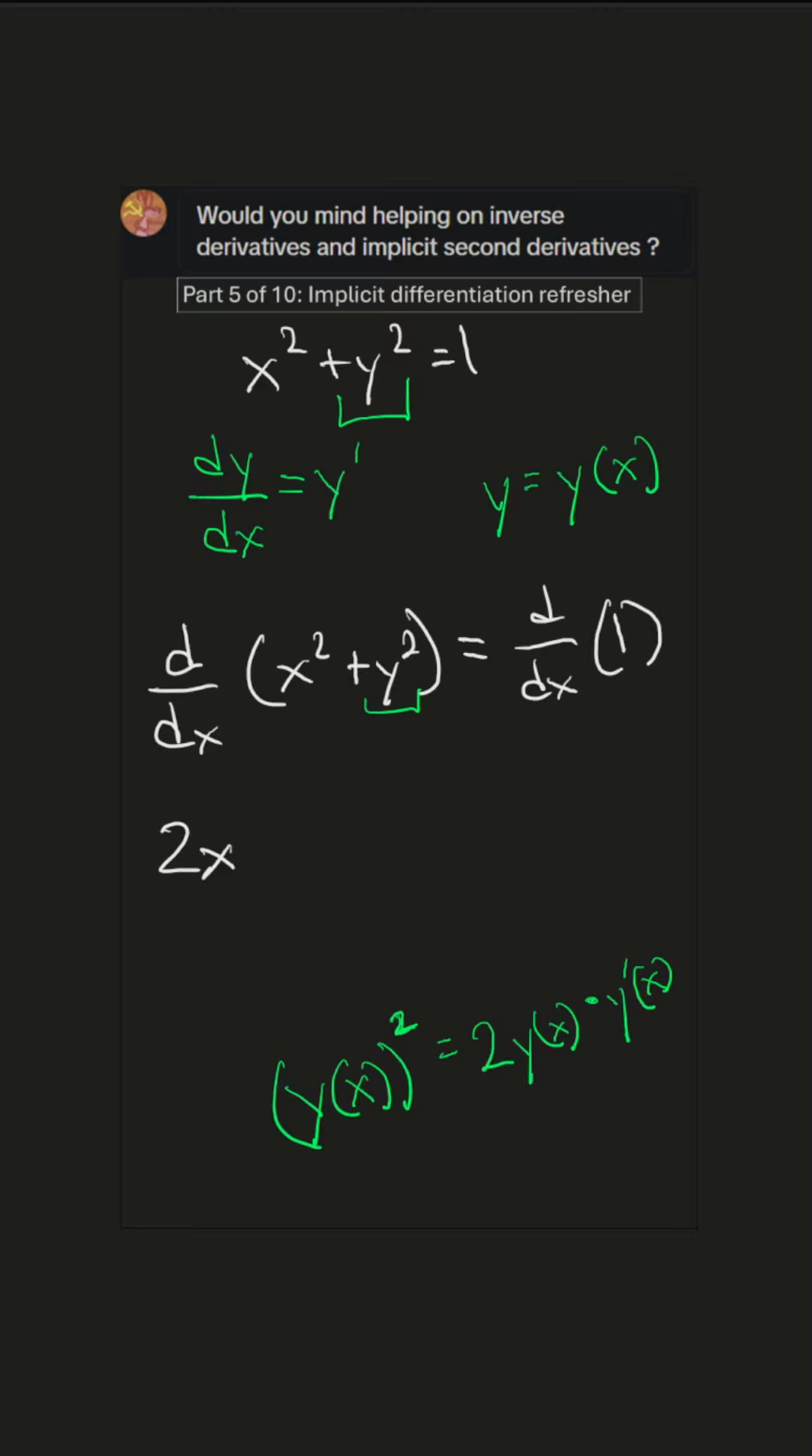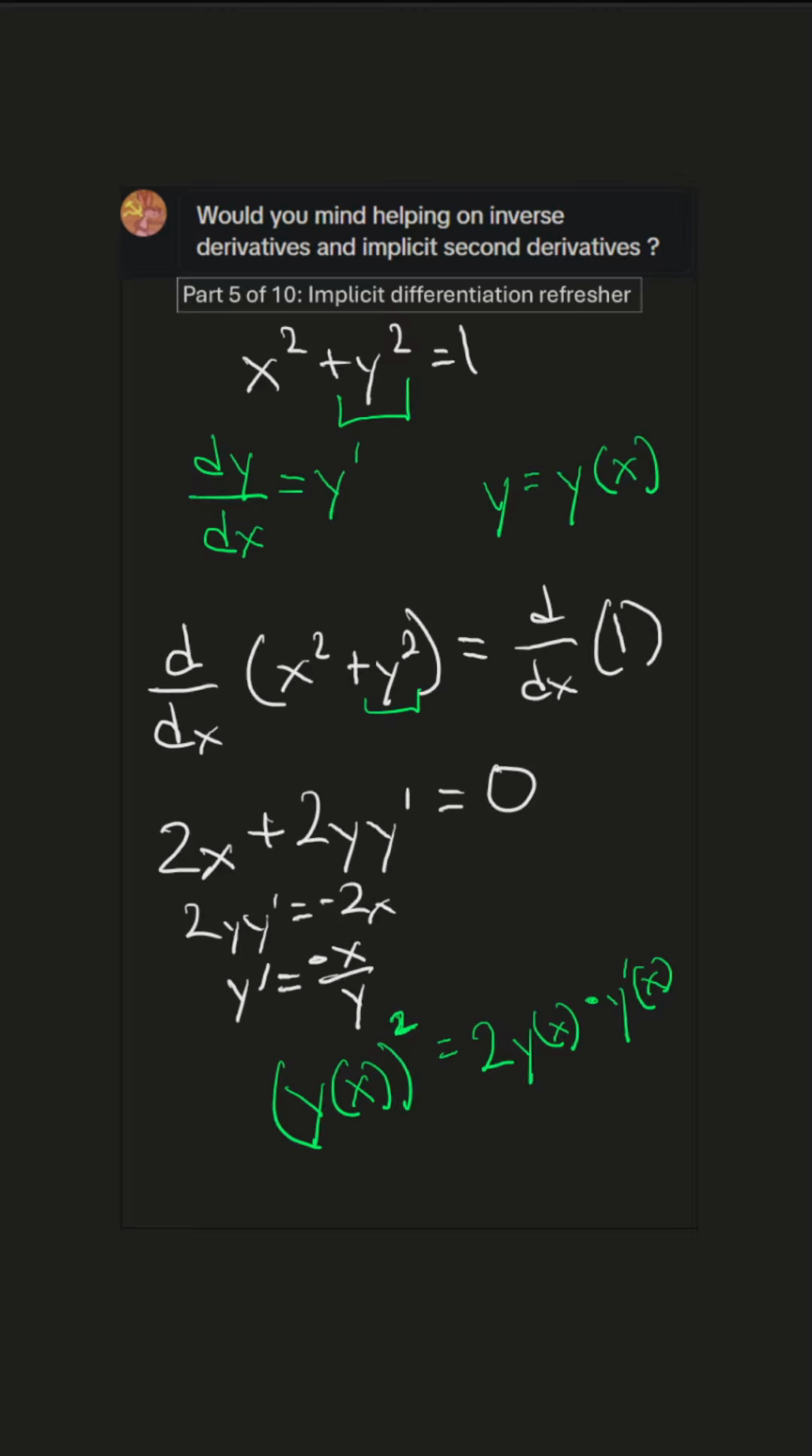All right. So that means we have 2x plus 2y, y prime. And then on the right-hand side, the constant goes away. And now we just solve for y prime. So we say 2y, y prime equals negative 2x. And then y prime equals negative x over y.